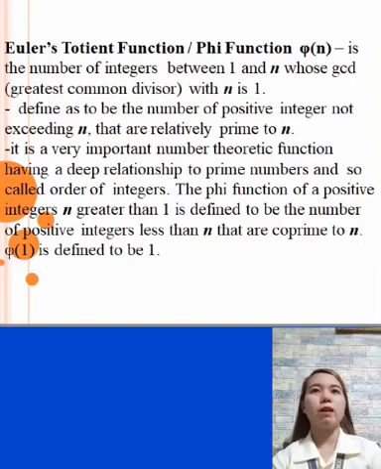The phi function is the number of integers between 1 and n whose GCD, or greatest common divisor, with n is 1. It is defined as the number of positive integers not exceeding n that are relatively prime to n. It is a very important number theoretic function having a deep relationship to prime numbers and the so-called order of integers. The phi function of a positive integer n greater than 1 is defined to be the number of positive integers less than n that are co-prime to n. Phi of 1 is defined to be 1.